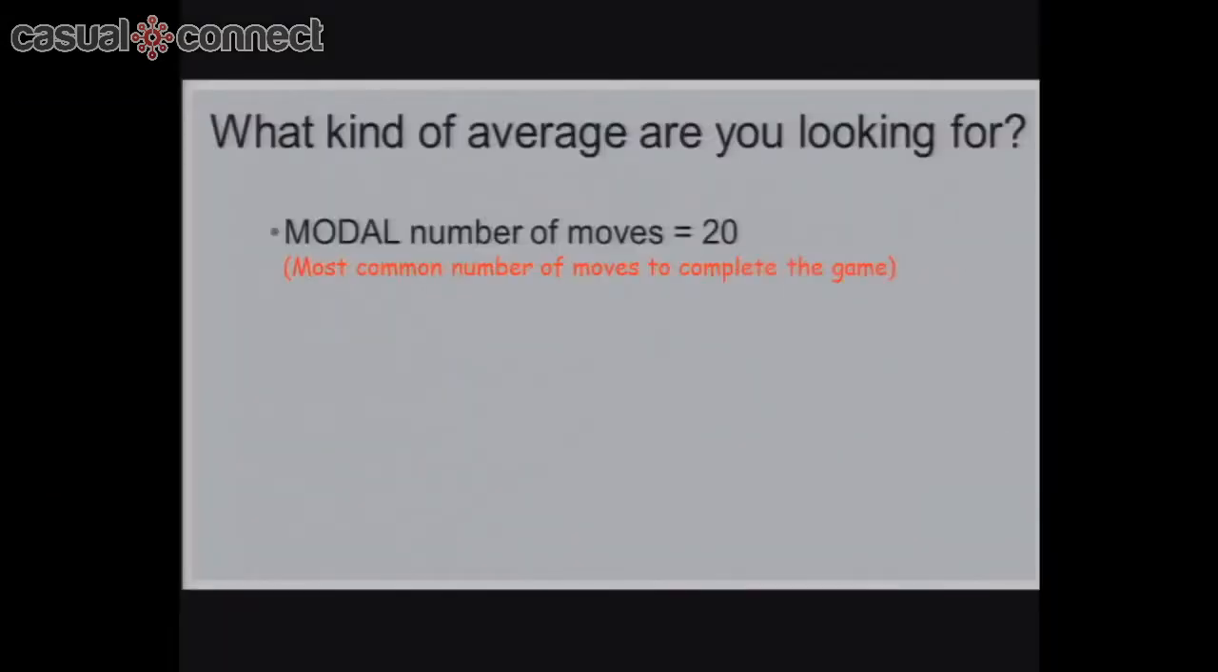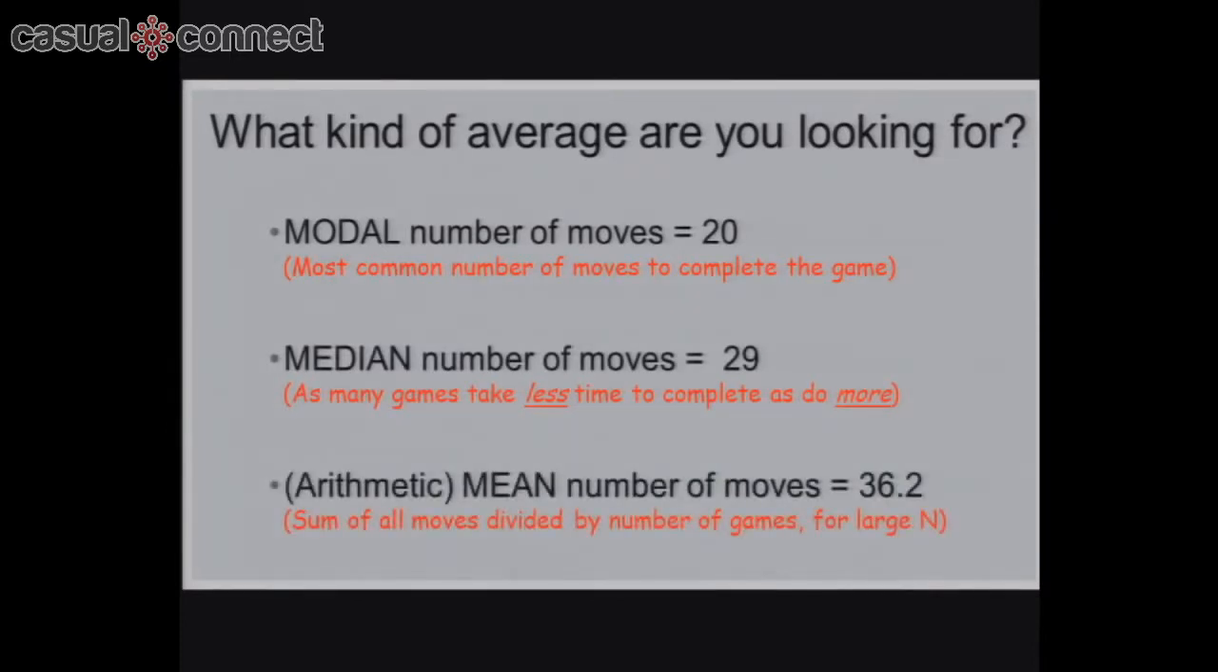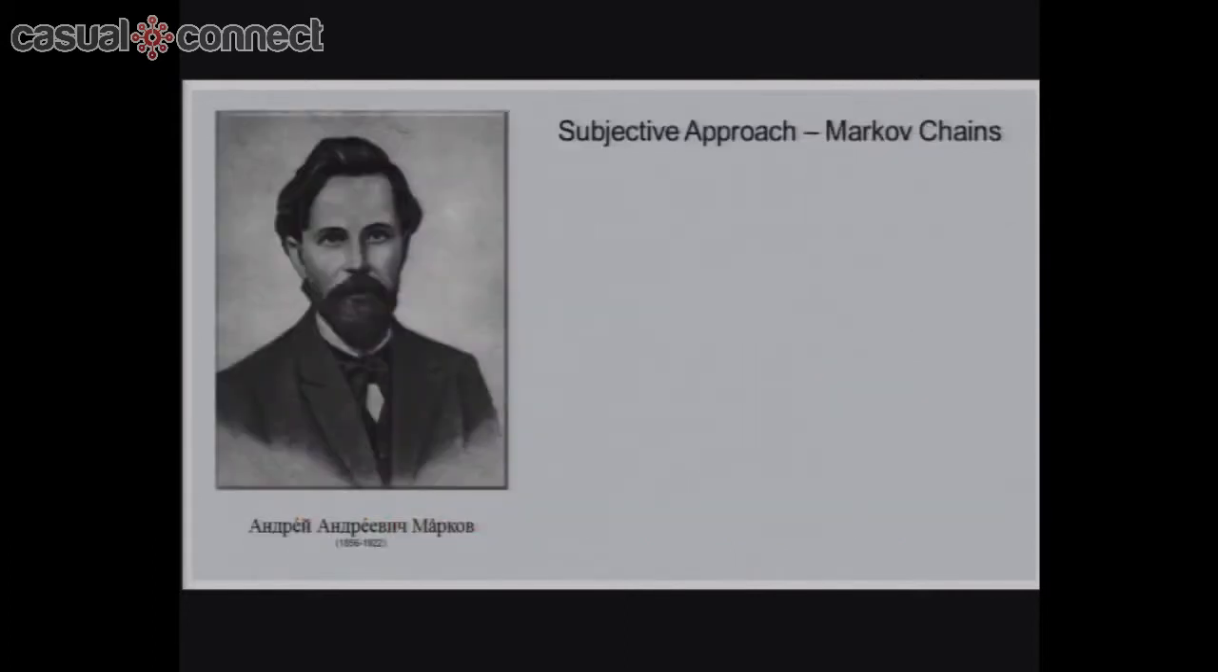So again, for the mathematicians there, what kind of average are you looking for? The modal, what's the most likely number of moves? The median, how many games take more and take less? And then the arithmetic mean, which we talk about, after a billion games, it took me 36.2 billion rolls to get those things sorted out.